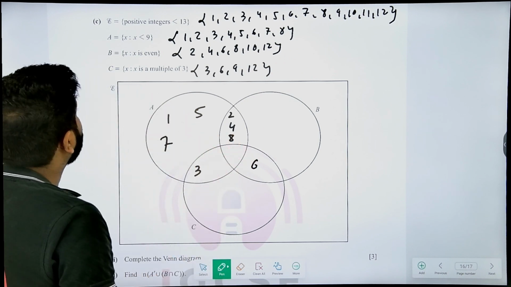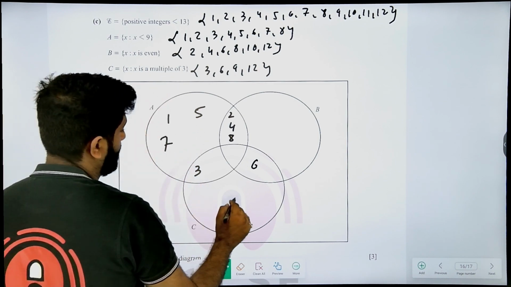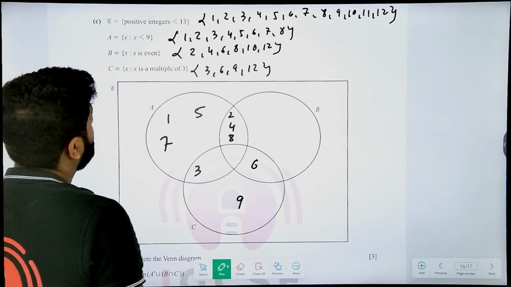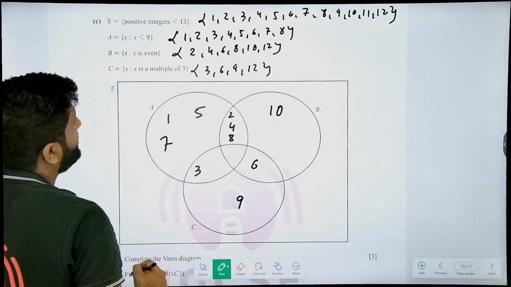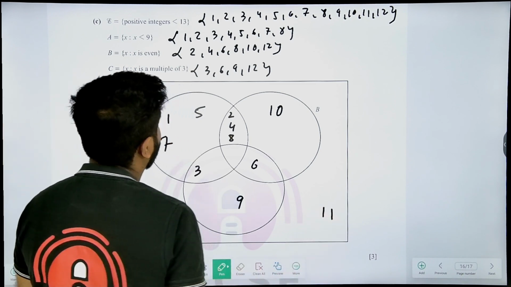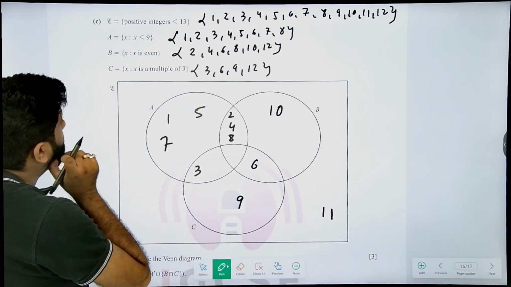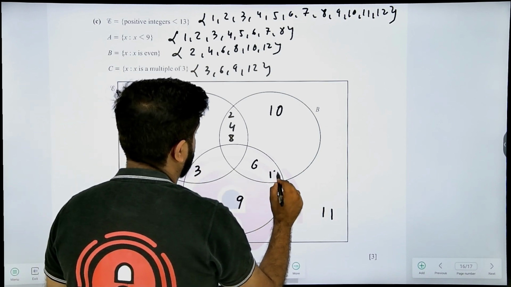Right. Then I have 9. 9 is a part of C only. Then I have 10. 10 is a part of A. I have 11. 11 is neither a part of these sets, so I have 11 over here. Then I have 12. 12 is a part of B and C both. So I'll write this as 12.